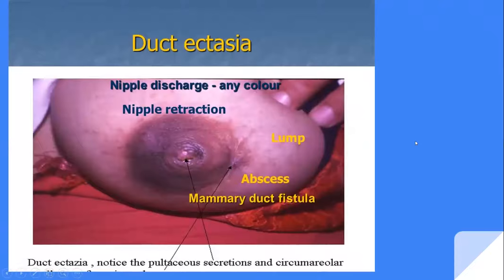Next. Here we are seeing the consequences of mammary duct ectasia, which may result in an abscess, mammary duct fistula, nipple retraction, or may form a lump. Next.